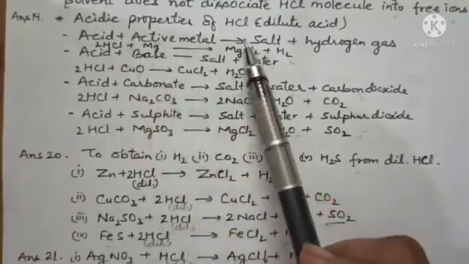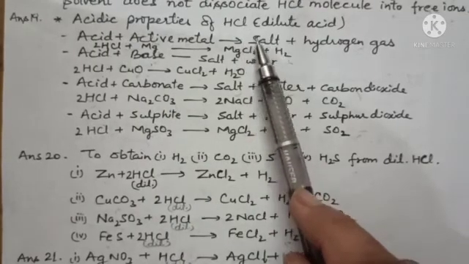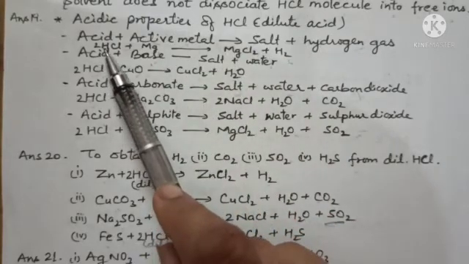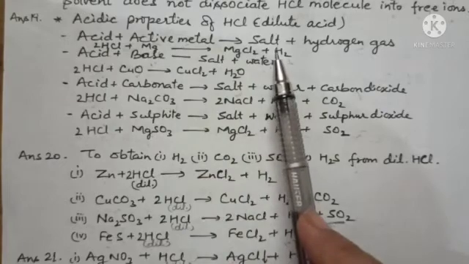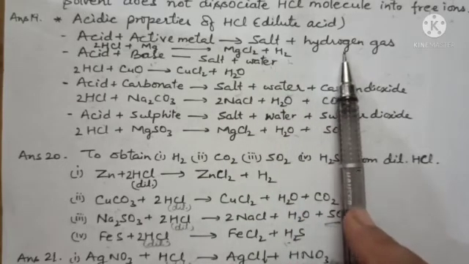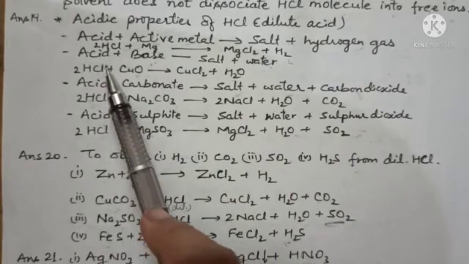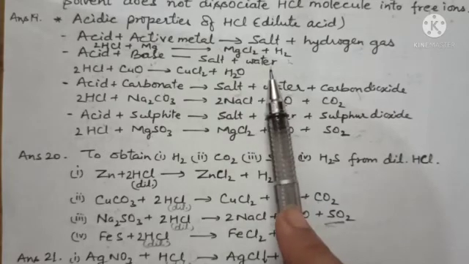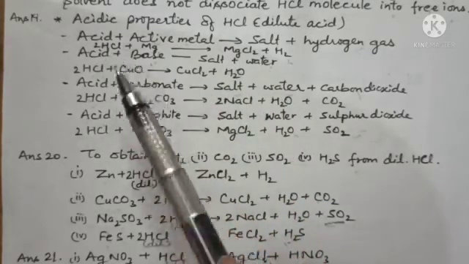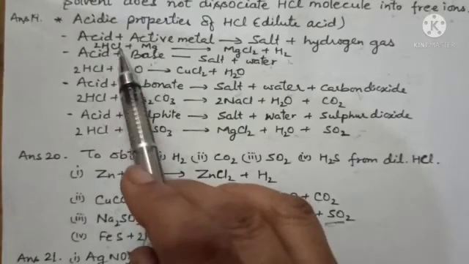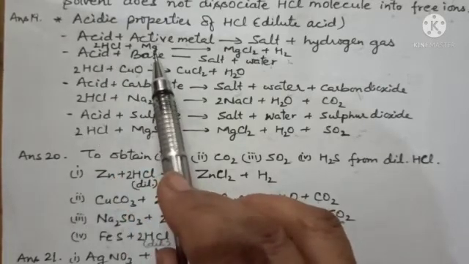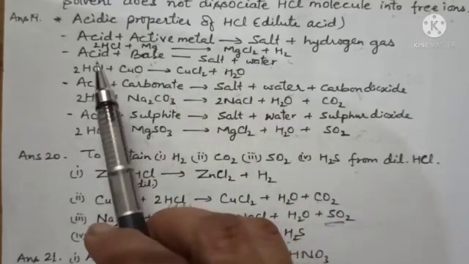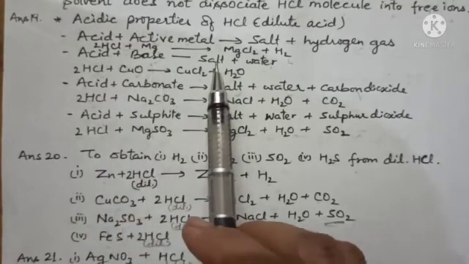Let's discuss the acidic properties of hydrochloric acid, but especially which one? Dilute hydrochloric acid. Always remember, whenever dilute hydrochloric acid reacts with active metals, it always gives you salt and hydrogen gas. And when dilute hydrochloric acid reacts with bases, they always give what? Salt and water, right? For example, when dilute hydrochloric acid, that is HCl, reacts with magnesium, it gives magnesium chloride and hydrogen gas. Now next, when dilute acid reacts with bases, they give salt and water.